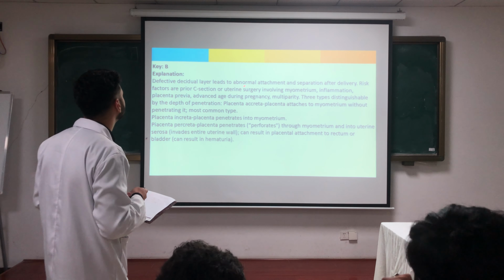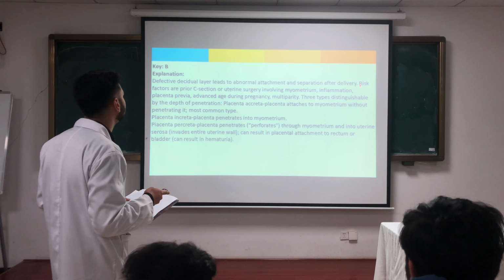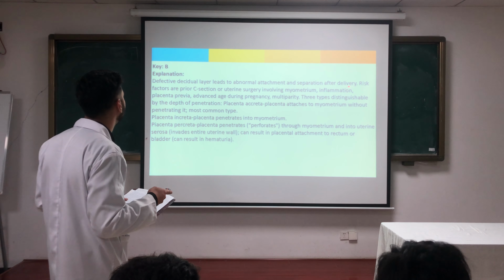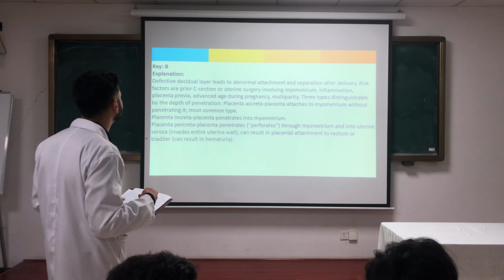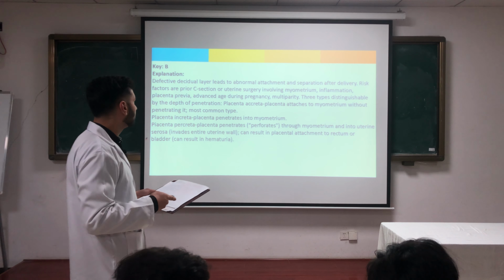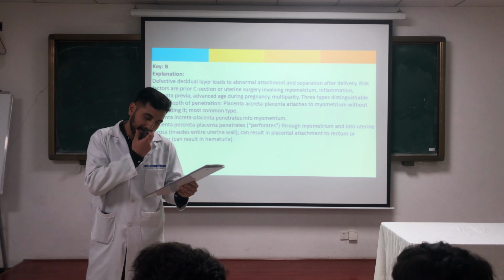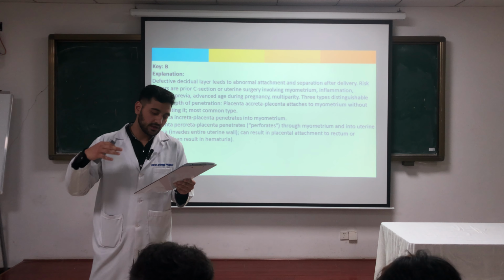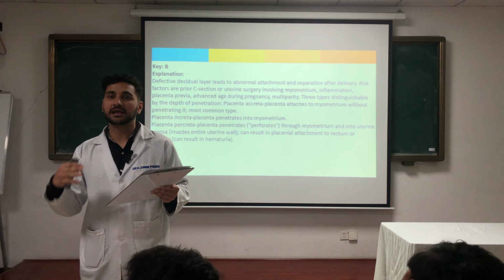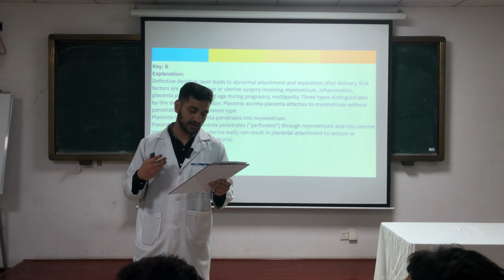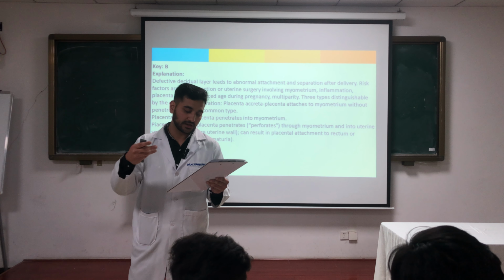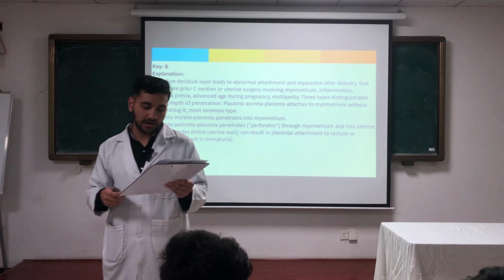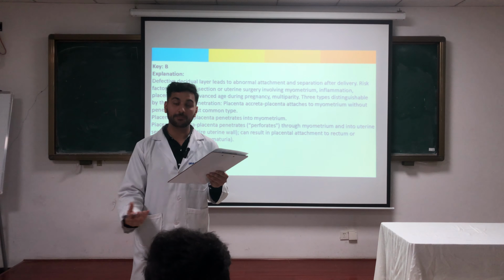A defective decidual layer leads to abnormal attachment and separation after delivery. Risk factors are prior C-section or uterine surgery involving the myometrium, inflammation, placenta previa, advancing age during pregnancy, and multiparity. Placenta accreta goes up to the uterine lining. Increta grows into the wall of the uterus, the myometrium. Placenta percreta goes to nearby organs such as the bladder and colon. And placenta previa is the lowest part of the womb, covering the opening to the cervix.